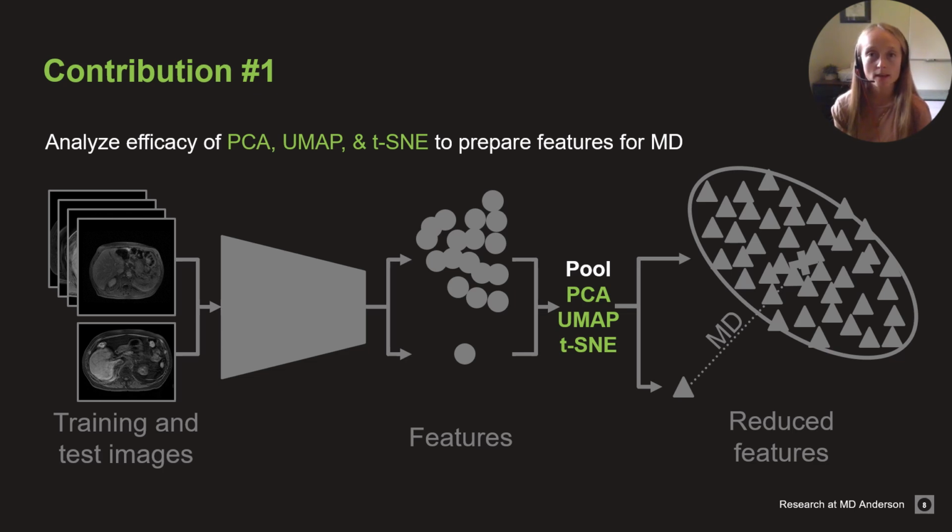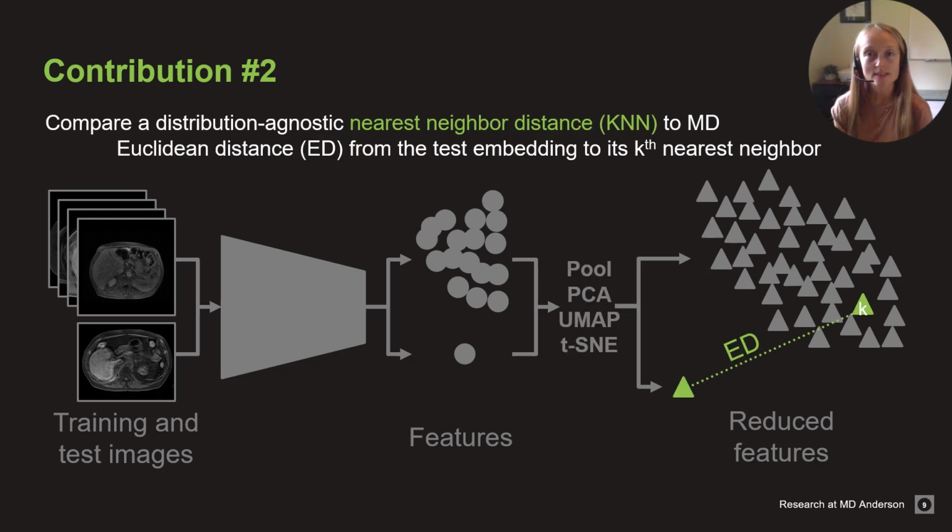The first one being proposing alternative methods to reduce the dimensionality of these features before the distance is calculated, with the best performing methods being principal component analysis and UMAP. And the second contribution is proposing a non-parametric alternative to the Mahalanobis distance for medical imaging segmentation models. This is a kth nearest neighbor method, where instead of modeling the training images as a Gaussian distribution, we just take the distance between a test image and its kth nearest neighbor in the training dataset.